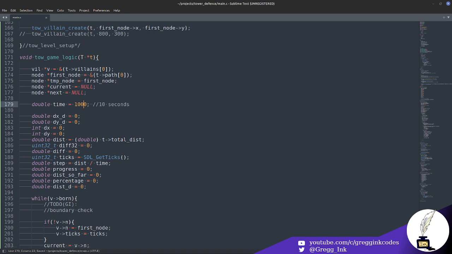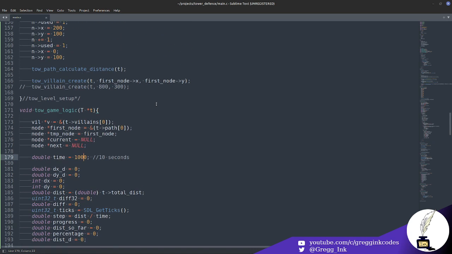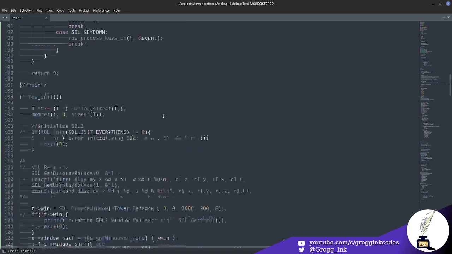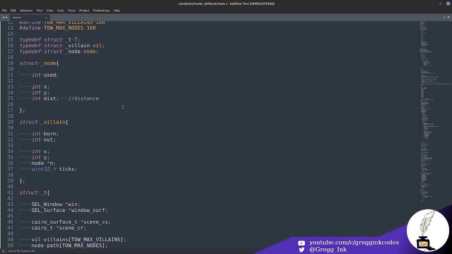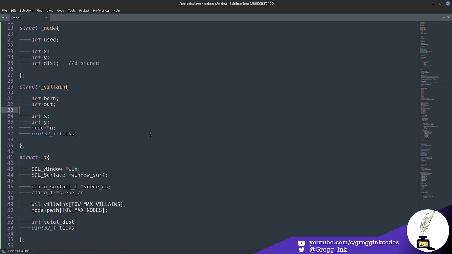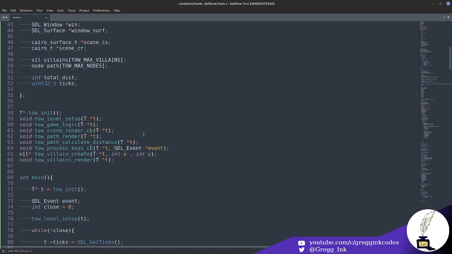The time has to be part of the villain, because some can go fast and some can go slow. And the path will not always be the same distance, so I'm gonna have to calculate that differently. I'm not gonna do this now.